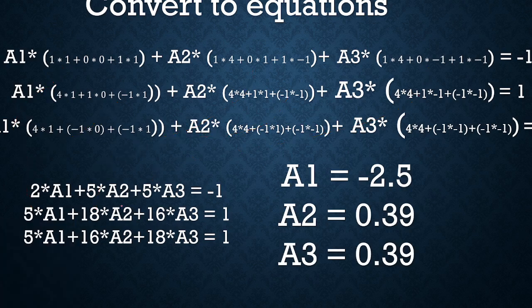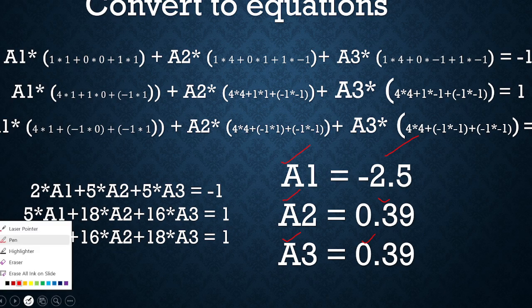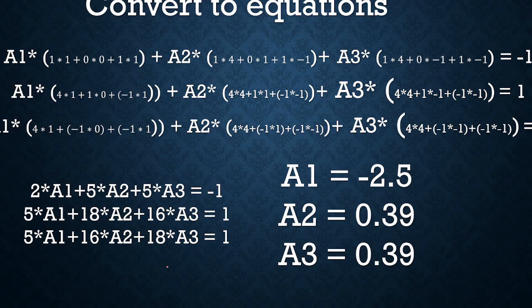So all together, if you keep the values, you will be getting three equations with three variables, a1, a2, a3. If that is the case, you can solve these equations. Since you have three equations, after solving them, you will be getting a1 as -2.5, a2 as 0.39, and a3 also 0.39. So this is what we have done up to now.